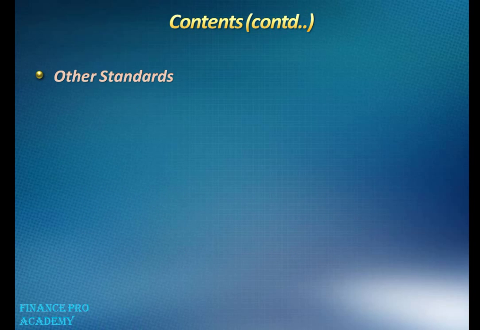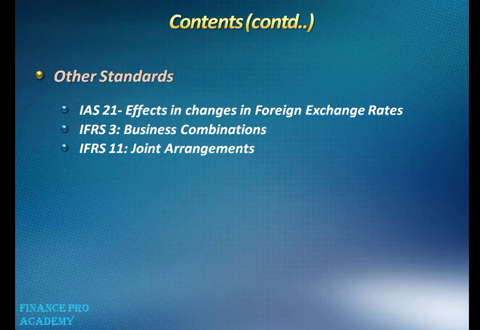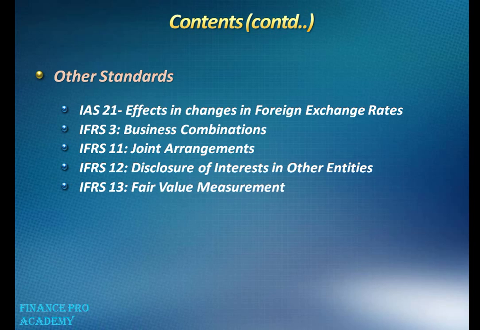The fifth section is other standards. It consists of IAS 21 effects of changes in foreign exchange rates, IFRS 3 business combinations, IFRS 11 joint arrangements, IFRS 12 disclosure of interests in other entities, and IFRS 13 fair value measurement.